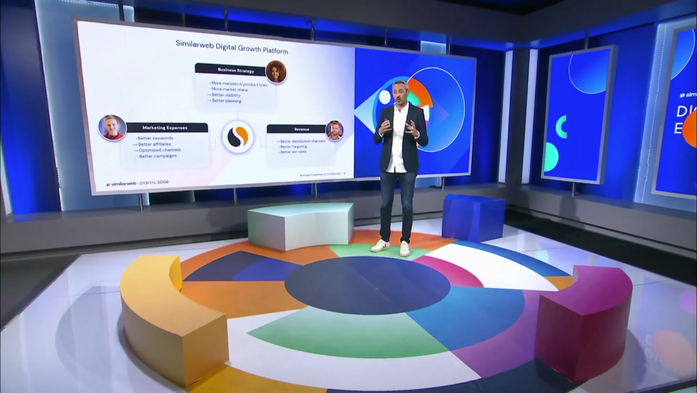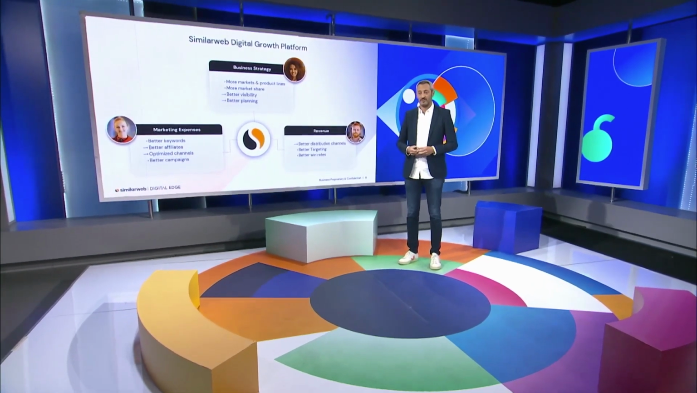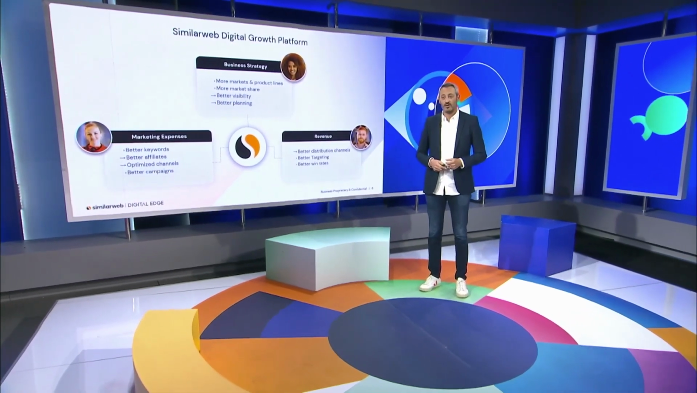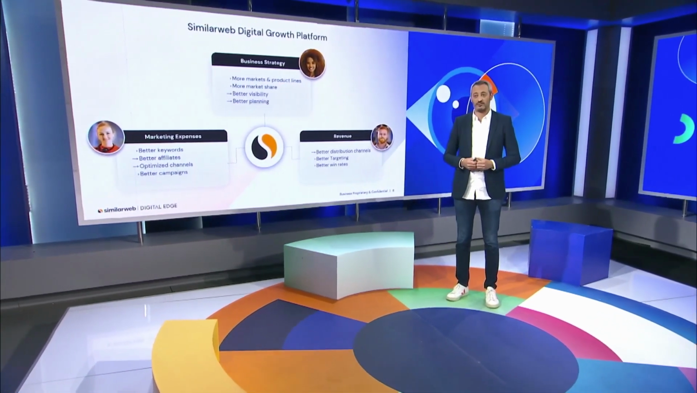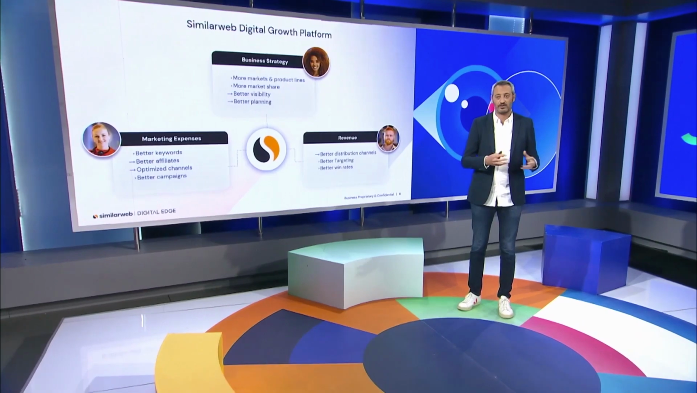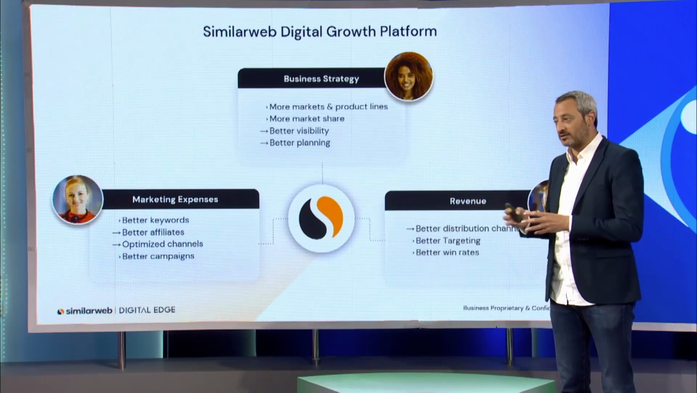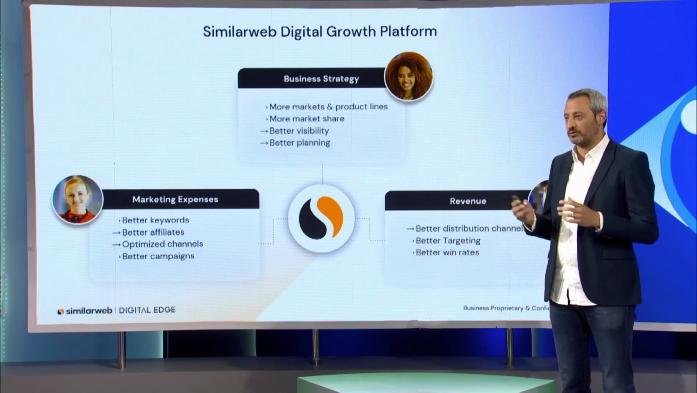You can also optimize your marketing expenses. You can find the best keywords, the best affiliates to work with, and optimize all your marketing channels in order to create better campaigns. And on the revenue side, Similarweb helps you to choose the right distribution channels, to have better targeting, and of course to increase your win rates.